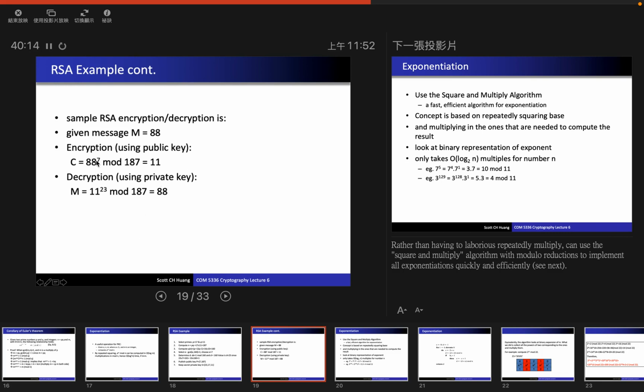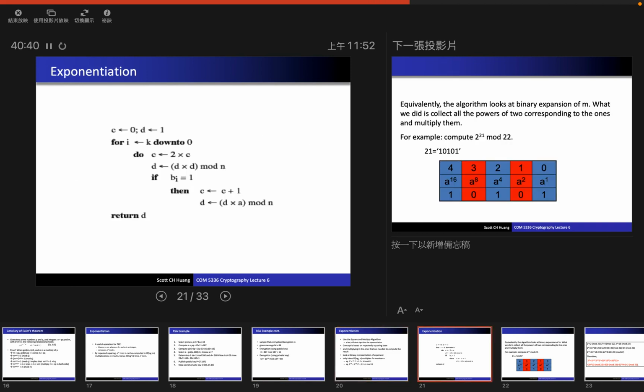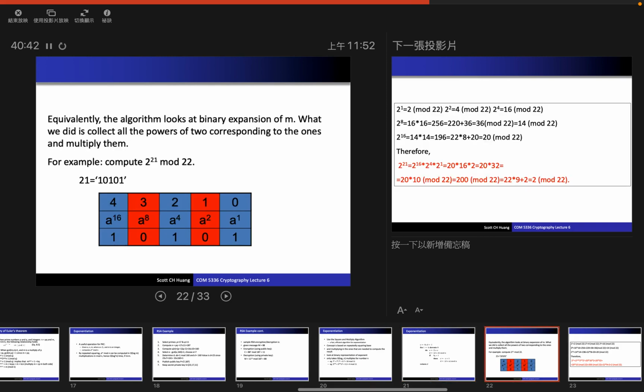The encryption: 88 raised to the power of 7, because 7 is the public key, mod 187. The result is 11. And the decryption: 11 raised to the power of the private key, which is 23, still works. So this also works. This clearly shows that the modular exponentiation, the RSA, is correct.